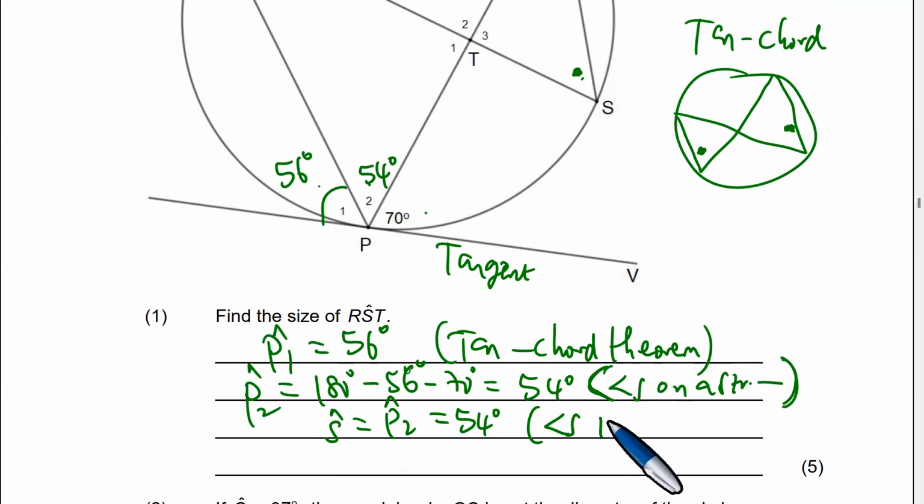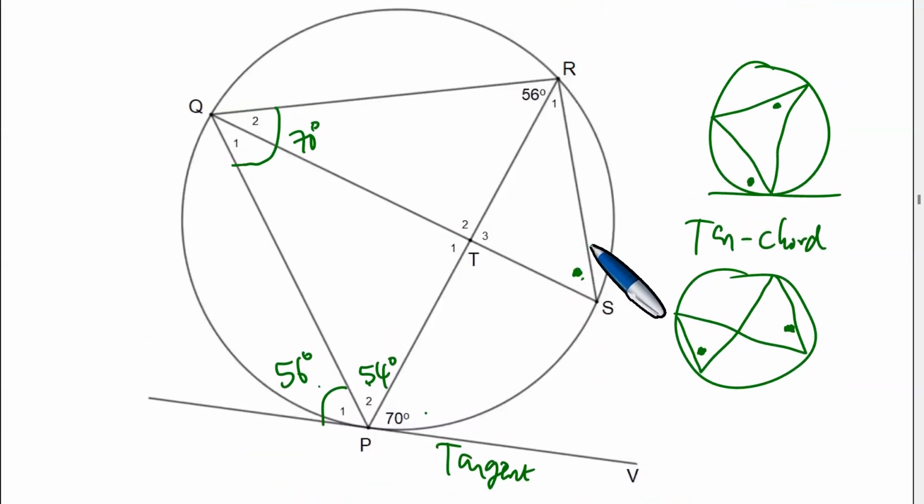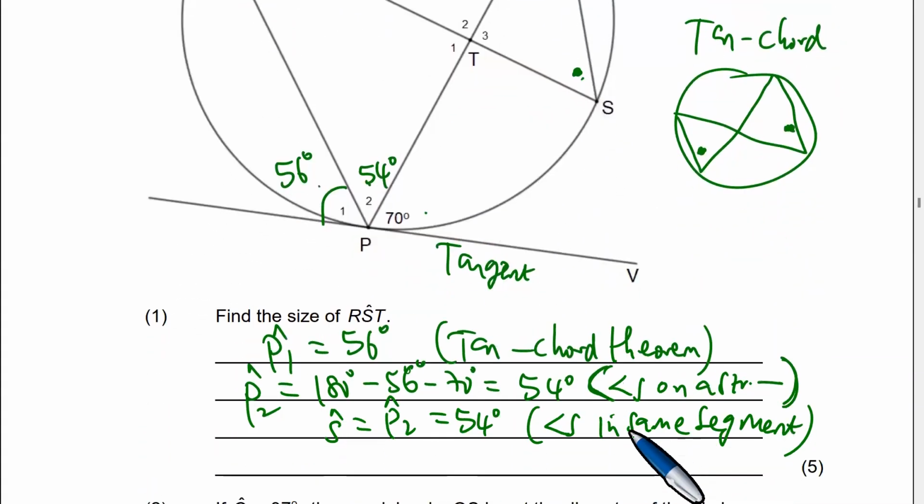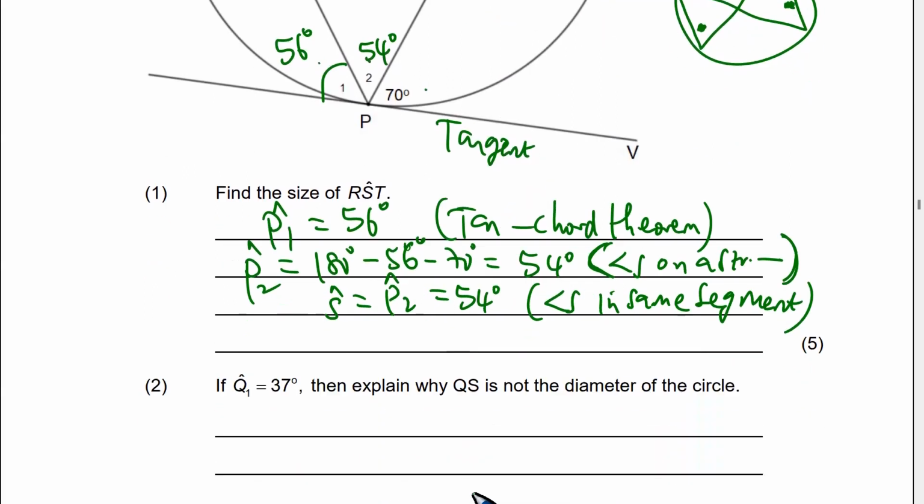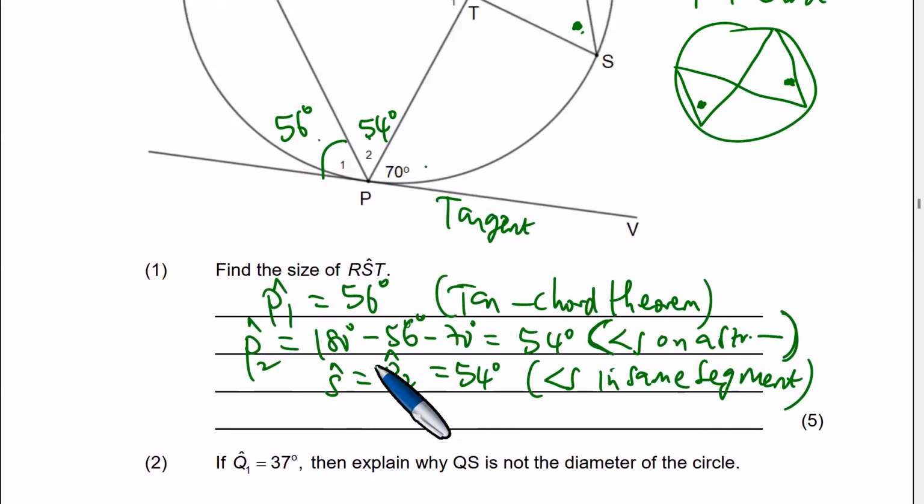And these are angles in the same segment. So angle S is equal to angle P2, which is equal to 54 degrees. Next question. They said find the size of RST. You can conclude therefore that RST is 54 degrees.